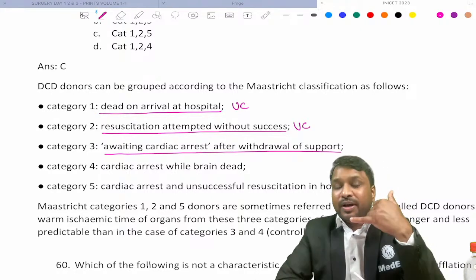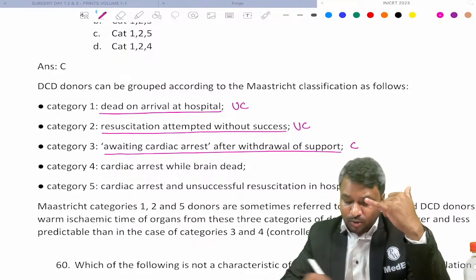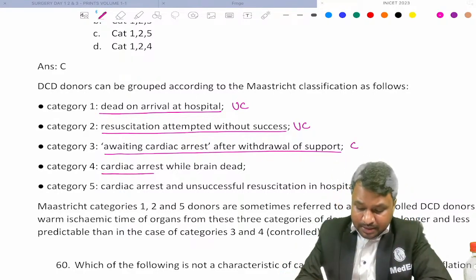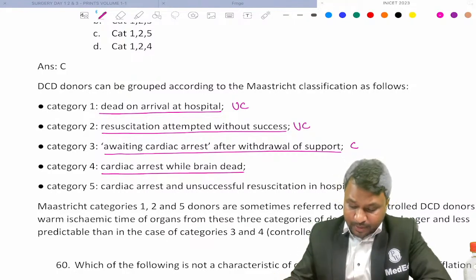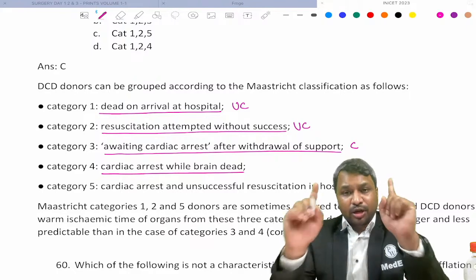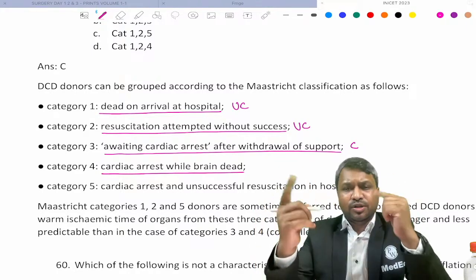Now here you can call your friend. See, I'm going to plug a patient out. Be ready, you'll get a kidney. So this is your controlled donor. Cardiac arrest while brain dead, right? The patient is already brain dead, so I know there is an organ available. So when there is a cardiac arrest, then you can harvest the organ, so you're prepared for it, right?